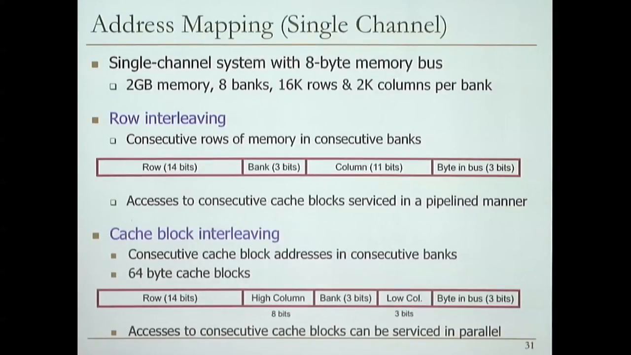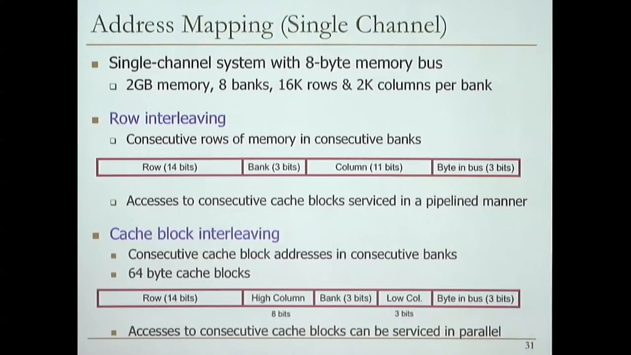Assume that we have 2 kilobyte rows, which means that the first 2 kilobytes are in this bank, the next 2 kilobytes are in this next bank, the next 2 kilobytes are in this bank, and so on. Basically, you interleave the rows across the banks. And this means that accesses to consecutive cache blocks are serviced in a pipelined manner because they're in the same row, right? Or you could do a finer grained interleaving, which is cache block interleaving.